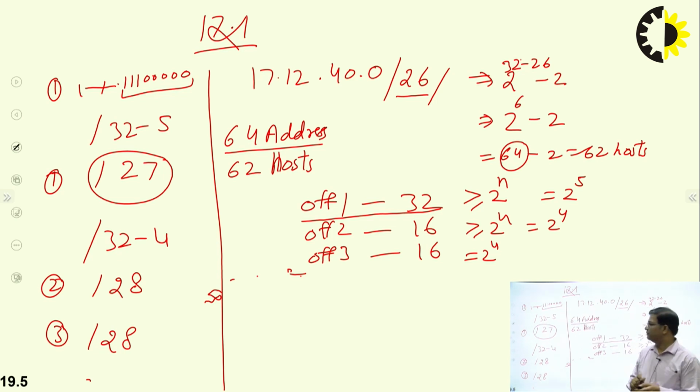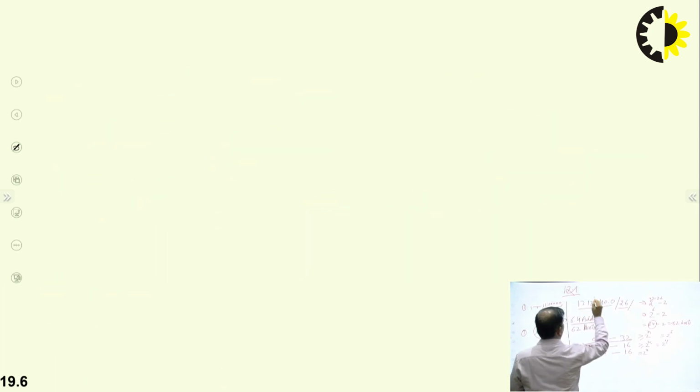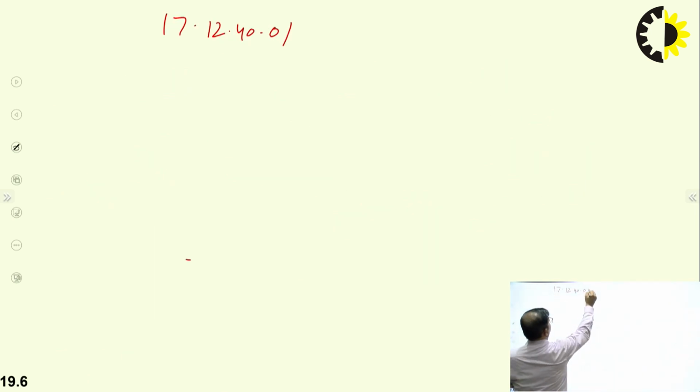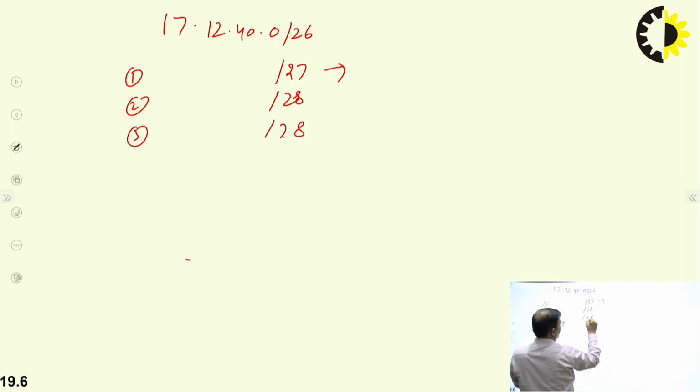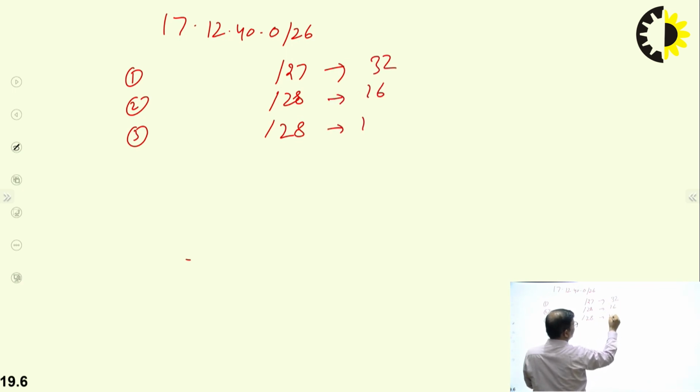So what will be the range? In the next page, we can write the first address, 17.12.40.0 slash 26. So the first is 27, the second is 28, the third is 28. In this we can have 32 addresses, in this 16 addresses, in this 16 addresses.